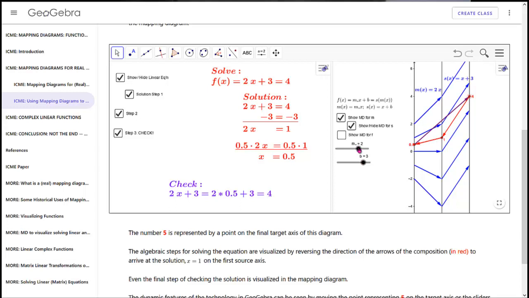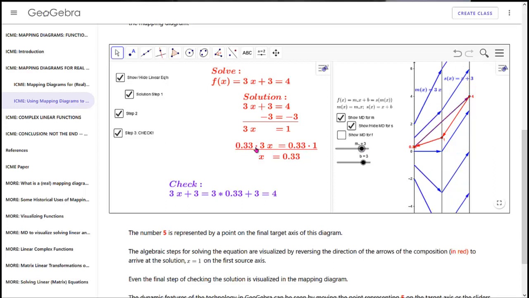We can also, with the slider here, change the magnification factor, or the slope as some people refer to it. So let's change it to 3. And you see dynamically the 3 has changed in the function. It's also changed in the diagram. The magnification factor by 3 is now larger gaps between the inputs.